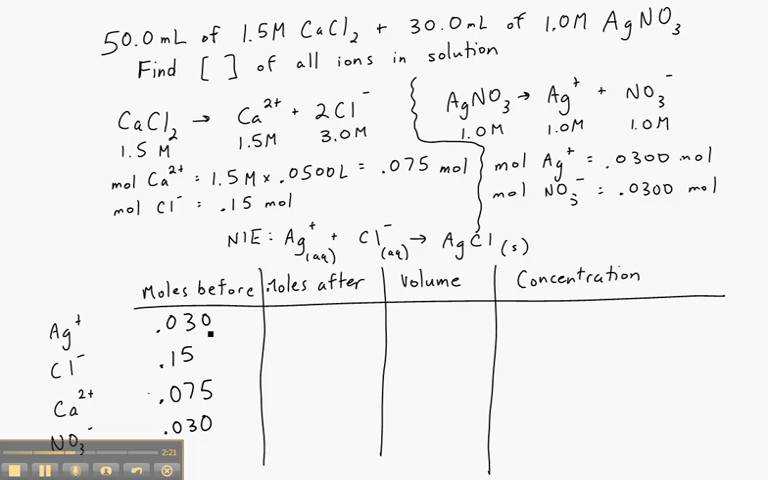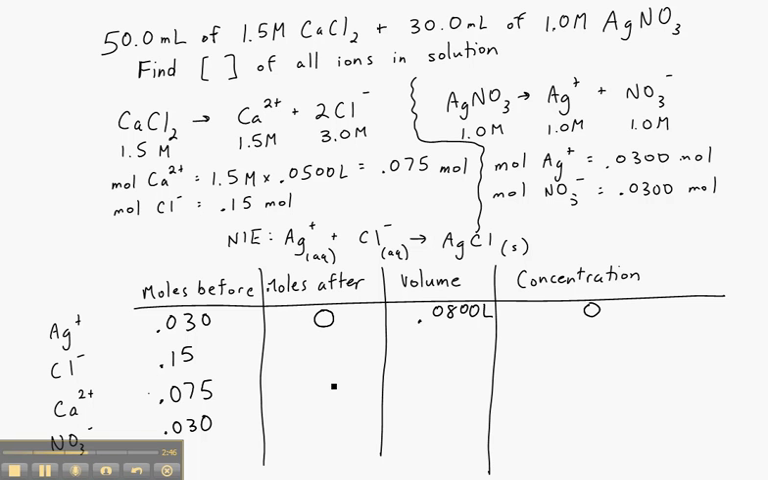Moles after, we're looking at our net ionic equation between silver and chloride. We can see that silver is limiting. We have far less silver than chloride. So all of the silver will be used up. The volume is the same for all of these. It's just the two volumes added together, 50 milliliters and 30 milliliters, makes 80 milliliters. So the concentration for this one is 0.